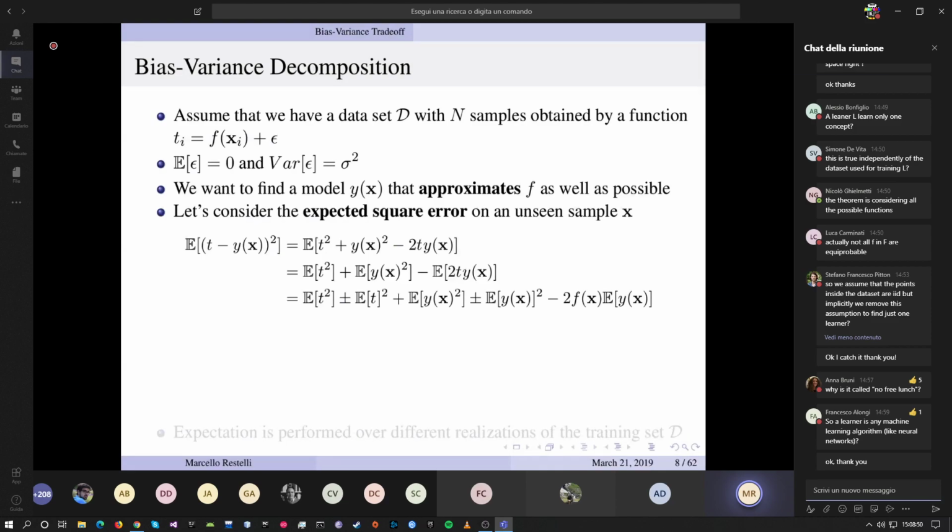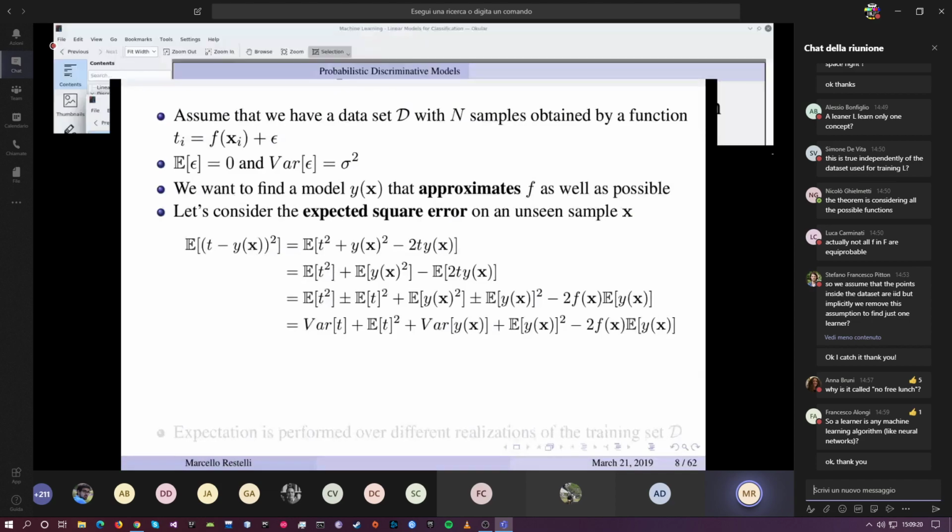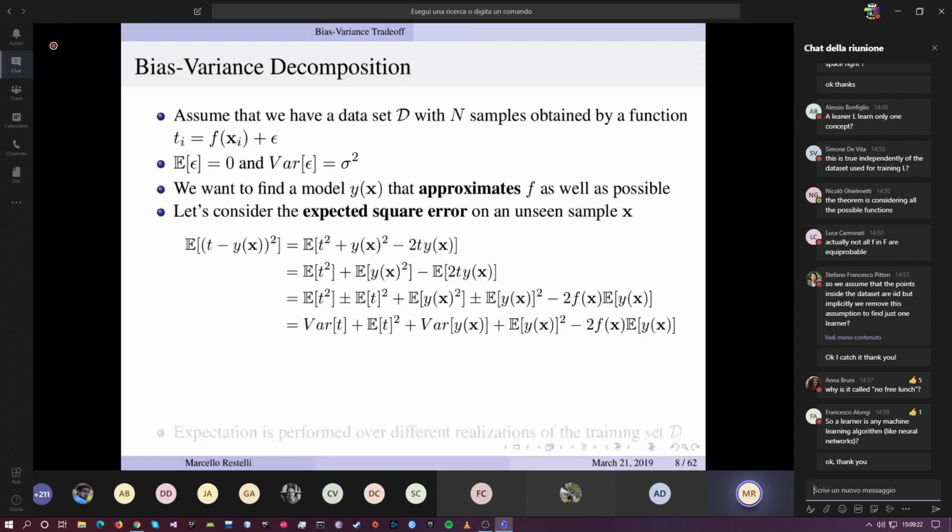Now I rewrite the terms, and so I have that the second moment of t minus the first moment of t square is the variance of t, and then I have plus the first moment of t squared. The same trick happens for the model y. I have the variance of y plus the first moment of y squared. And finally, I rewrite simply the last term, that is minus 2 times f multiplied by the expected value of y. Okay?